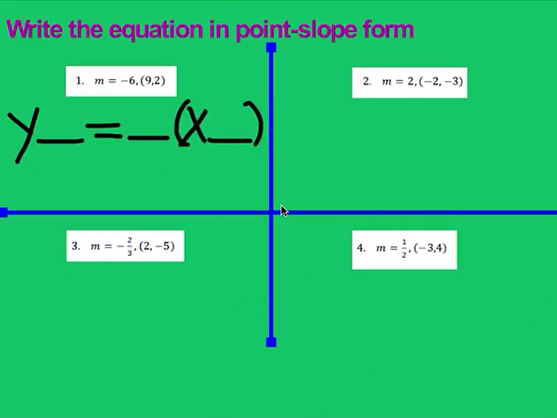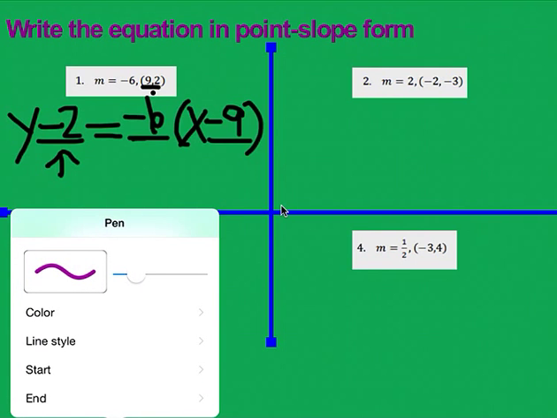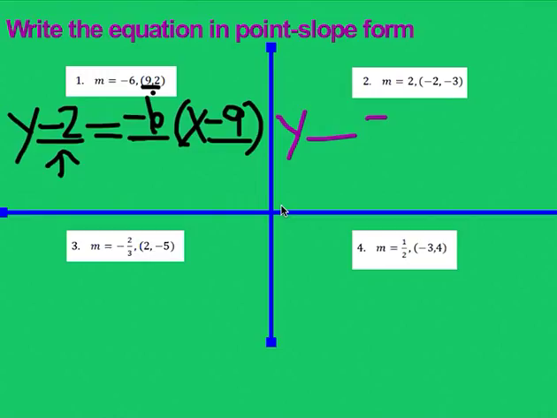Okay, so in here is going to go the opposite of the y-coordinate. Well, since the y-coordinate is a positive 2, I'm actually just going to do minus 2. And then I'm going to put my slope of negative 6 right here. And then, since my x-coordinate is a positive 9, I'm going to do the opposite and I'm going to write minus 9. And guess what? That right there is point slope form. That's all you needed. Okay, so then let's go ahead and write out this one in point slope form as well.